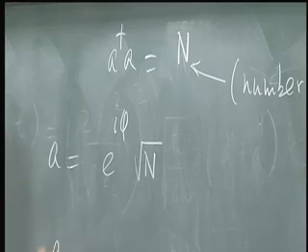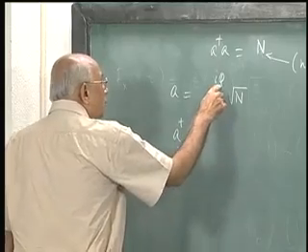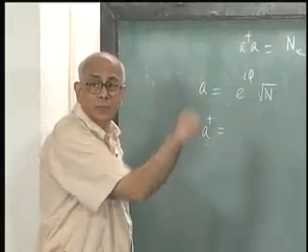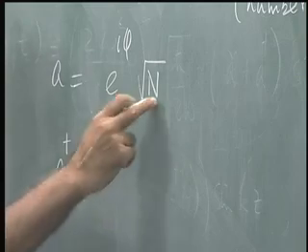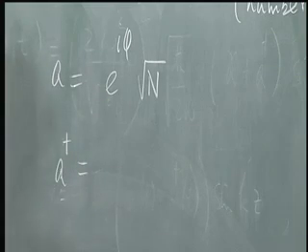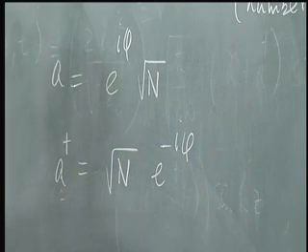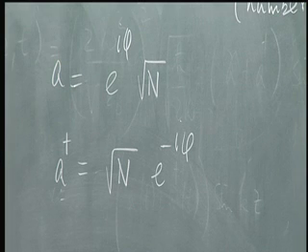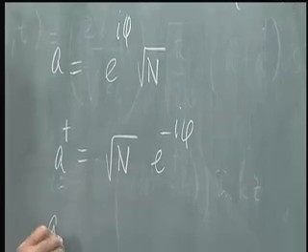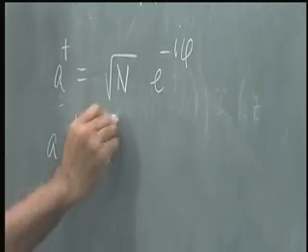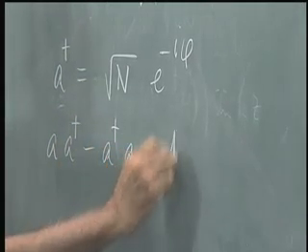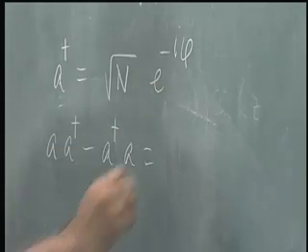And then what is a dagger? Phi is supposed to be an operator now, and n is an operator. So this becomes square root of n e to the minus i phi. So let us see if this works or not, and the commutation relation is a a dagger minus a dagger a equal to the unit operator, or 1.